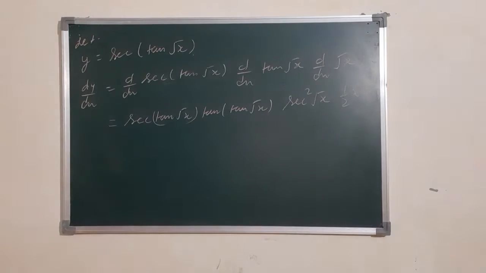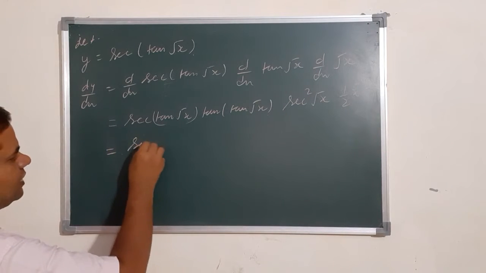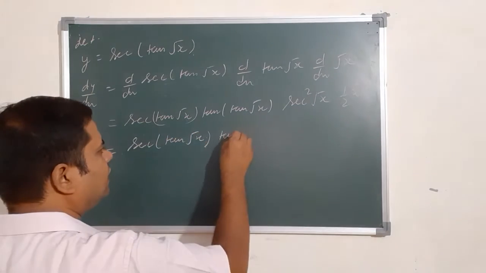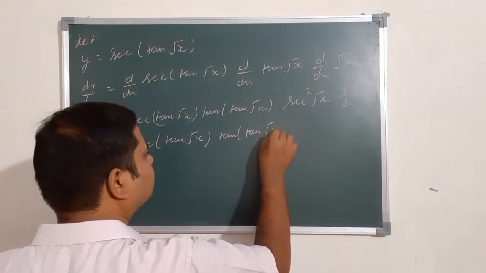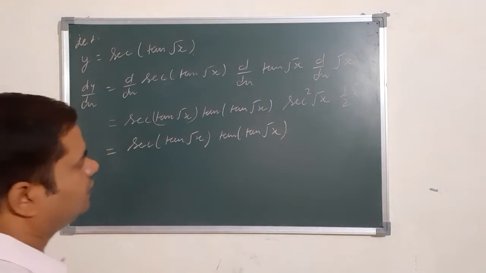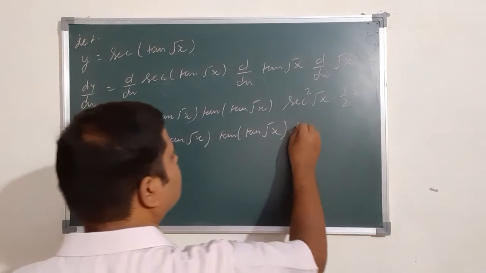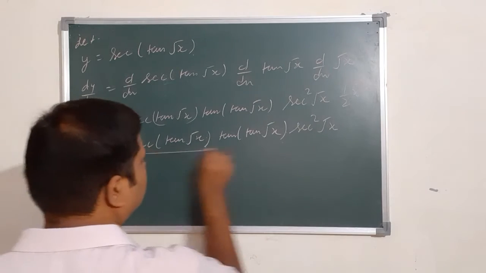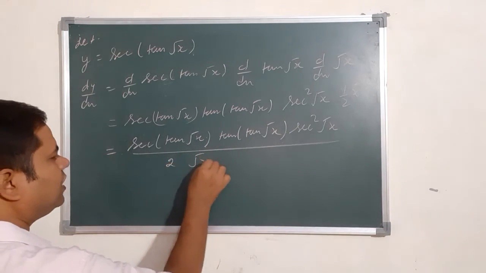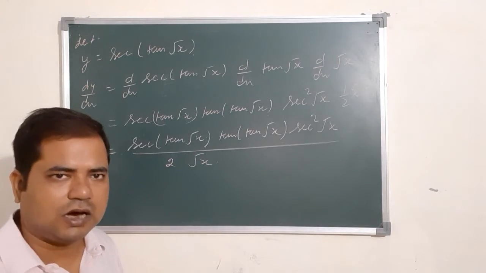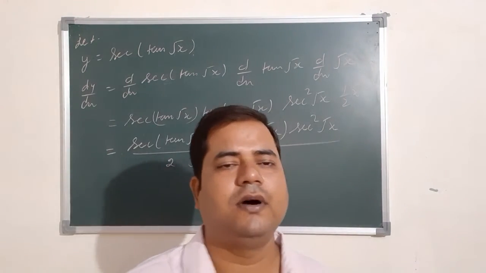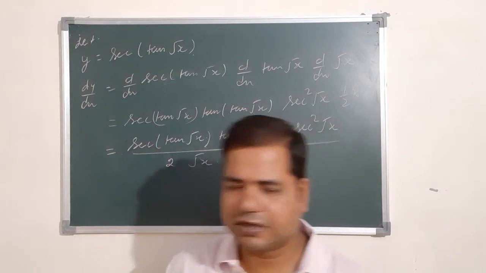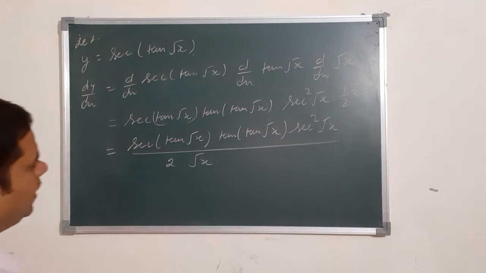Understood? So this is sec tan root x, tan root x, and this is sec square root x, and this is 1 upon 2, that means 2 root x. Okay, so this is the answer. Maybe the answer is different in your NCERT book, so please don't worry, you have to write this answer. This is correct, no problem.